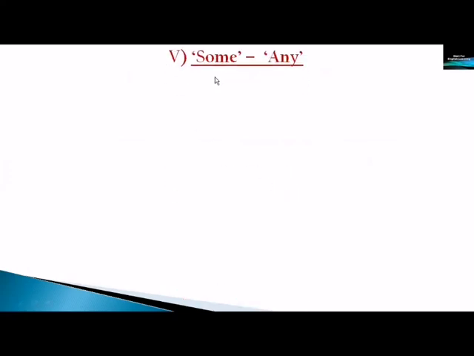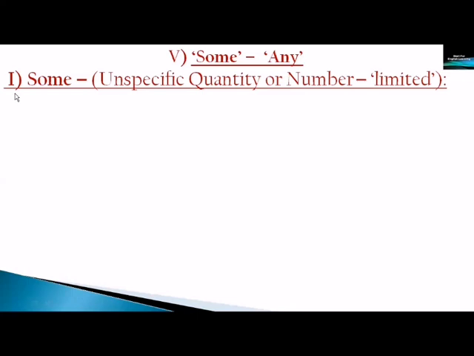Number 5, some and any. What's the difference? Number 1, some. Some indicates an unspecific quantity or number. It is a limited quantity or number, but unspecific. We don't specify the quantity or the number. Some.